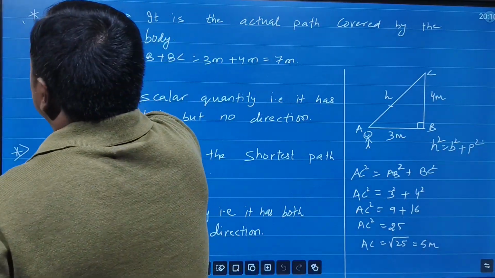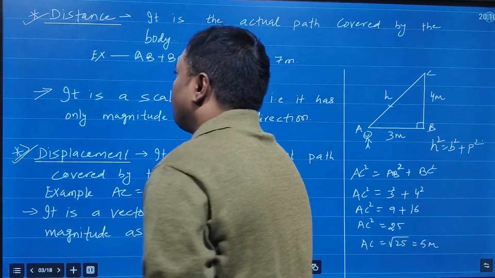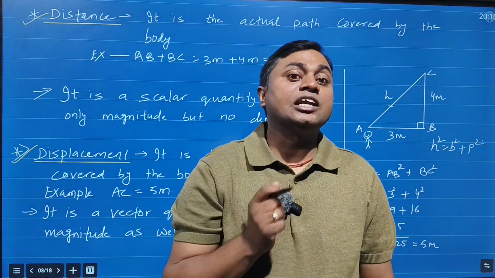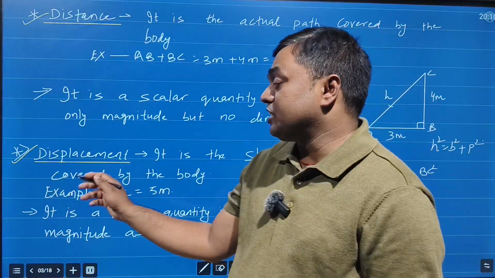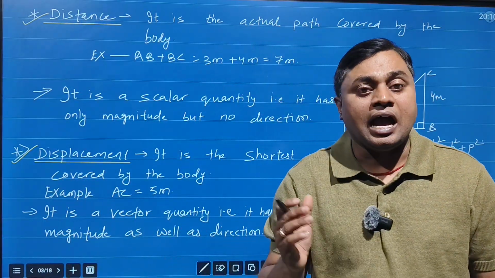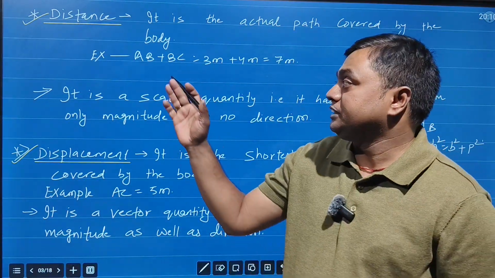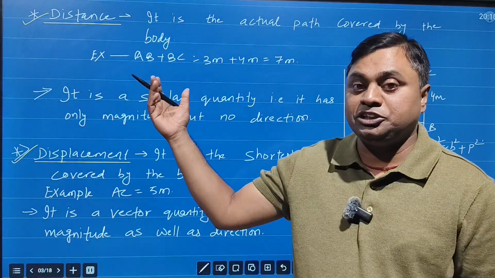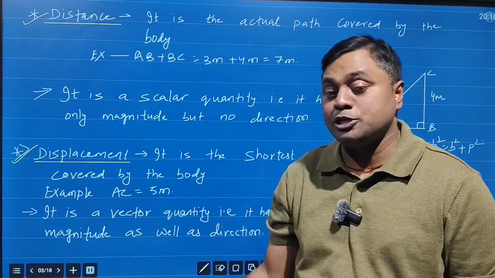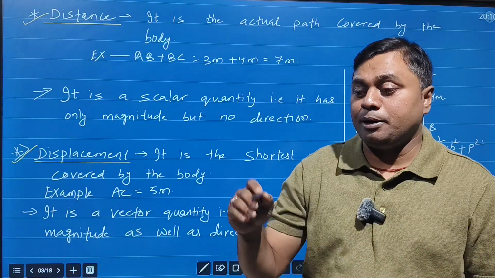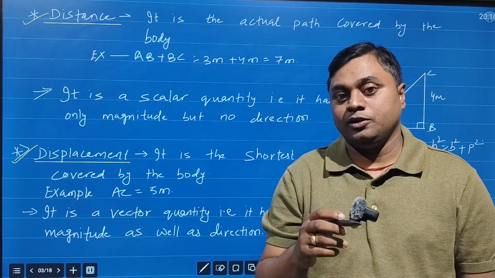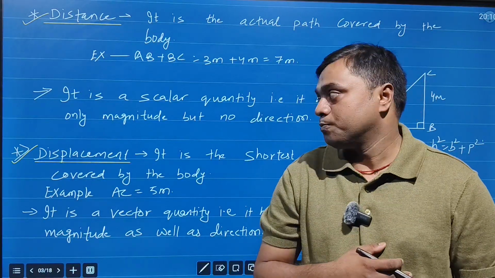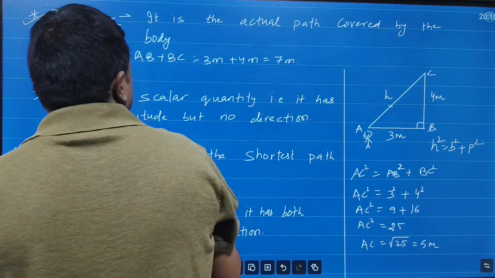Next, distance and displacement. When we talk about distance, it is the actual path covered by the body and it is a scalar quantity, whereas displacement is the shortest path covered by the body and it is a vector quantity. Distance cannot be 0. If a body has travelled, some distance will be there, it cannot be 0, whereas displacement can be 0. For example, if a body moves in a circular park, after one revolution, the displacement is 0.